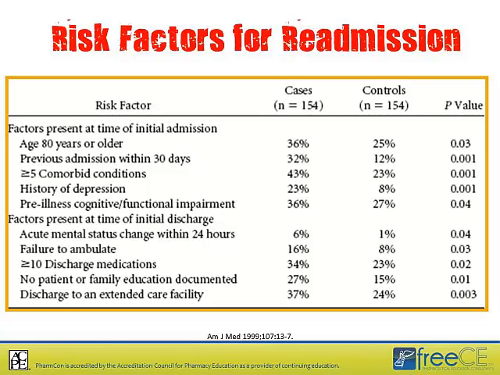Basically what they found is that age greater than 80 years of age, previous admission within 30 days, greater than or equal to 5 comorbid conditions, history of depression, and pre-illness cognitive or functional impairment were the risk factors that really increased the rate of readmission among their cases. In terms of risk factors present at the time of initial discharge, if the patient had an acute mental status change within 24 hours, that increased their risk of readmission, as well as failure to ambulate, greater than or equal to 10 discharge medications, no patient or family education documented, and discharge to an extended care facility.